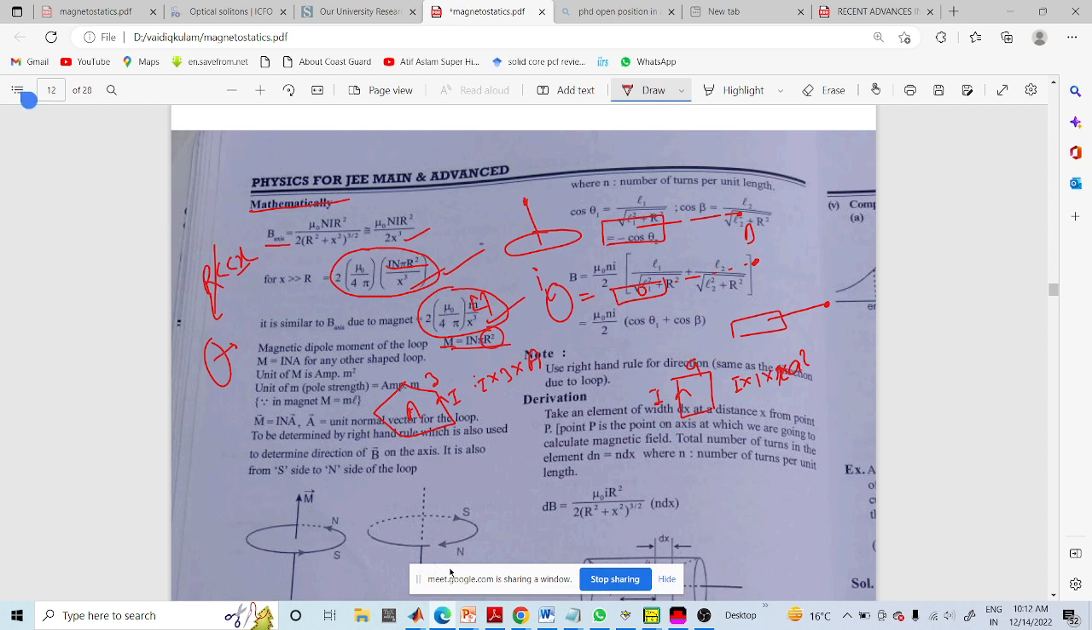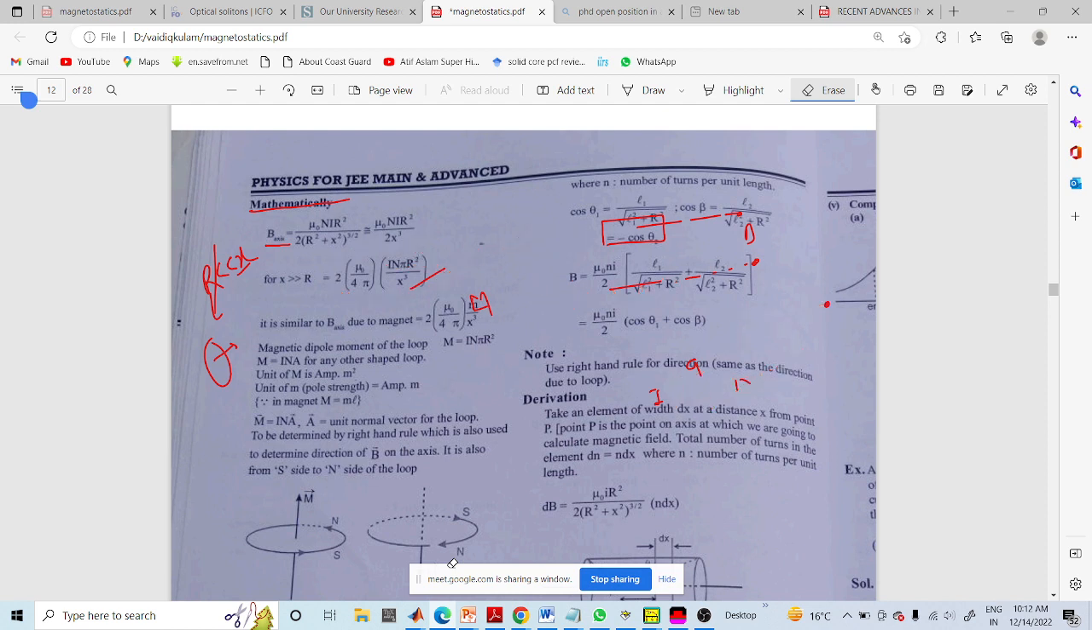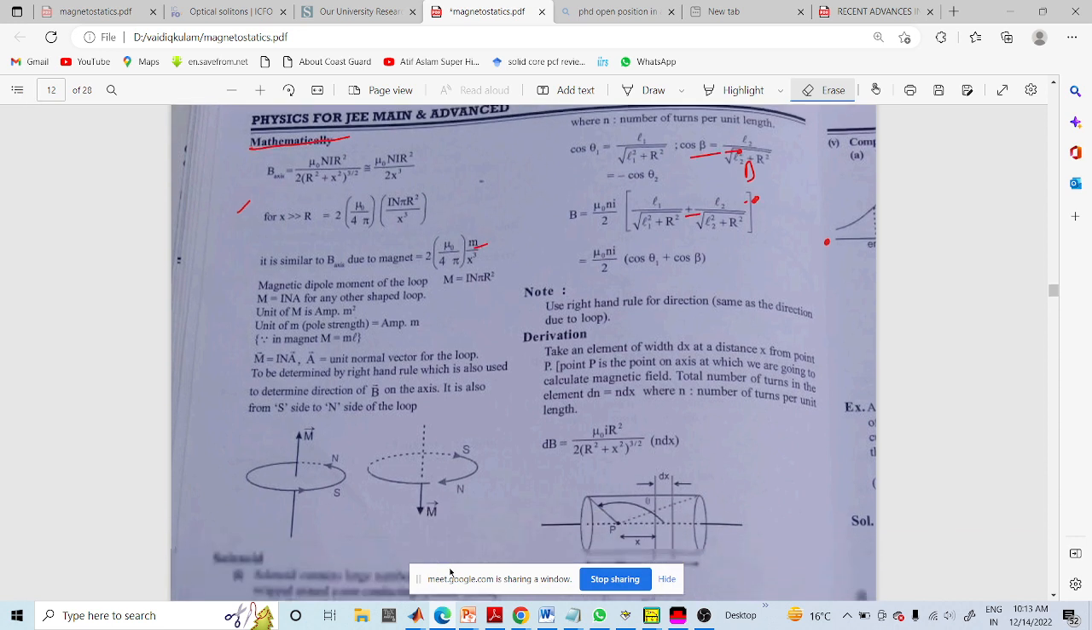The main thing is very clear: what will be the magnetic dipole moment? The magnetic dipole moment is simply the current carried in the loop, the number of turns, and the area. Area is the area of the loop. So this is the same, and by comparing these two results, we have this observation.